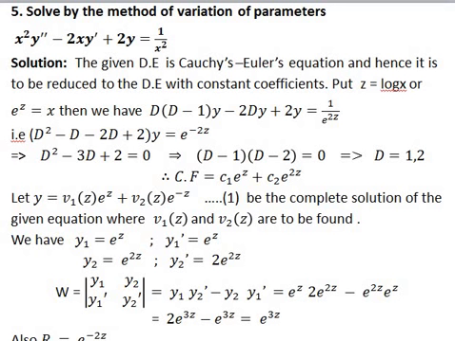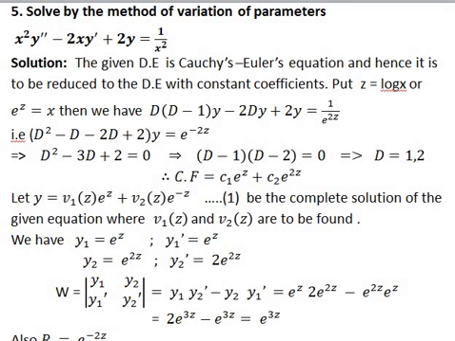The given differential equation is Cauchy-Euler's equation, and hence it is to be reduced to a differential equation with constant coefficients. Put z equal to log x, or e to the power of z equal to x. Then we write it in the D operator.